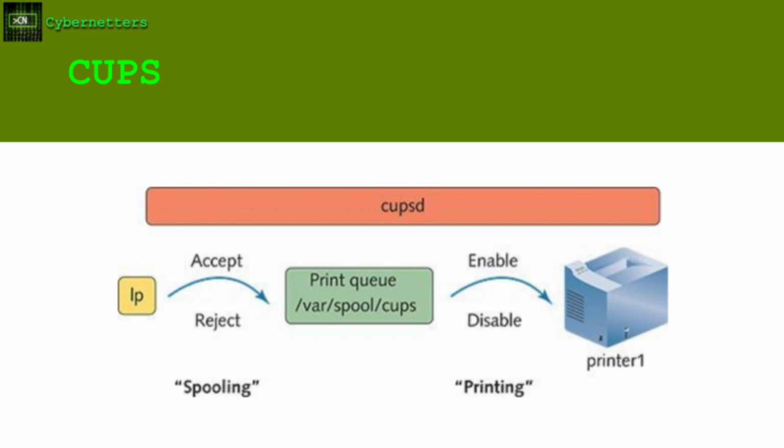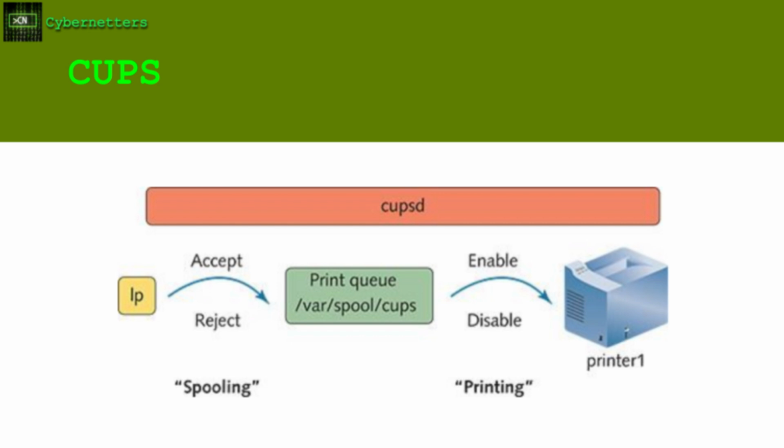Then CUPS decides what to do with the job. It either accepts it into the queue if everything is good, or it rejects it if there's an issue, like the printer being offline. Then the print job waits in a queue at /var/spool/cups until it's ready to be printed. The queue makes sure that multiple users can send jobs without it being messy.